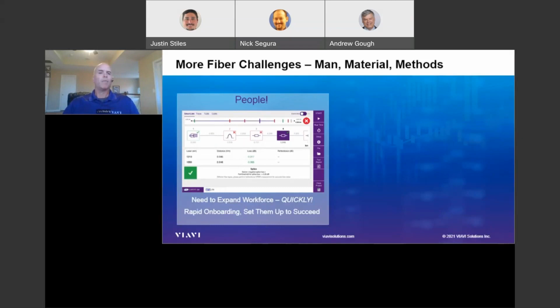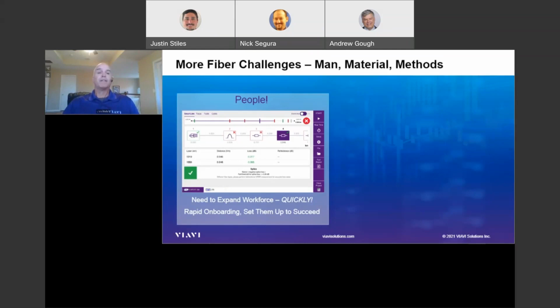So manpower, we need people. We need to expand the workforce quickly. We need to bring people on board quickly, get them up to speed, get them producing quickly, both internally and from a contractor end, in order to deploy the amount of fiber that we have to deploy. And how that impacts test and how test can help is just by making the instruments, making test systems, making the whole test process simpler, more intuitive, so people can spend less time learning and more time testing.